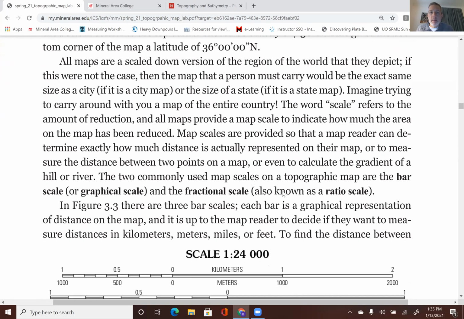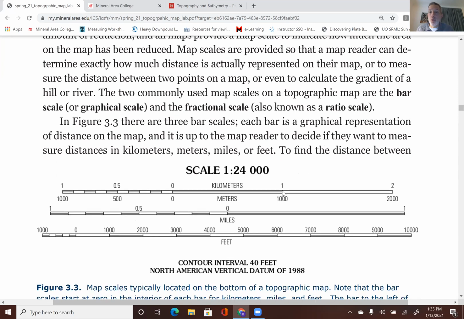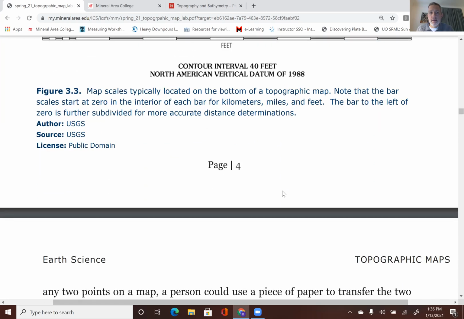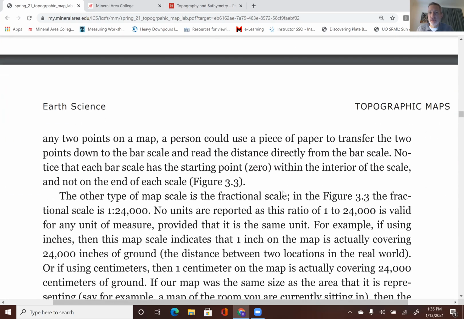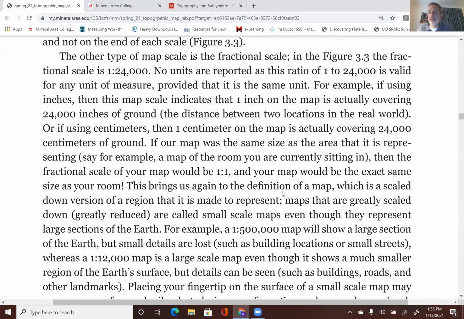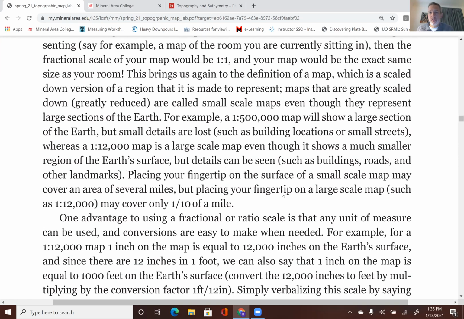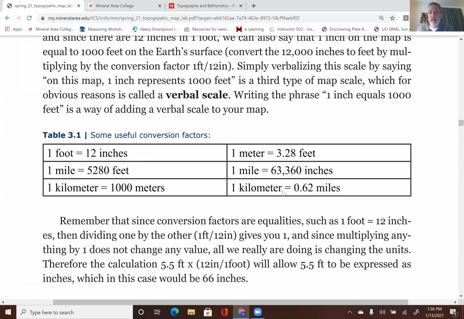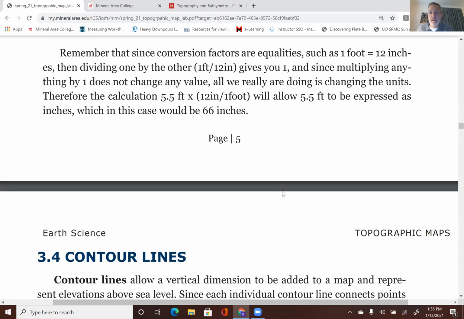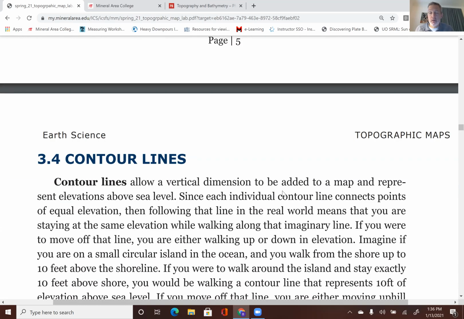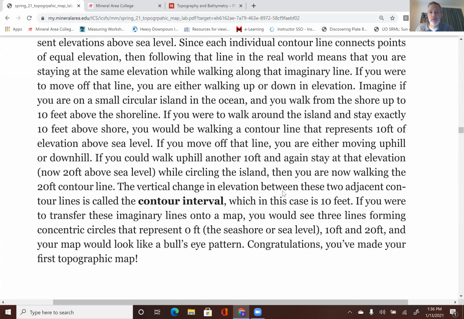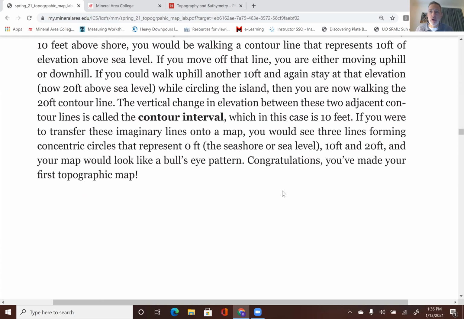A lot of times these maps are broken down into smaller sections or quadrants. A lot of times these are 15 minutes. A minute is 1/60th of a degree. And so when we start looking at these different scales of maps, we can look at different levels of zoom we're going to be dealing with. We've already mentioned what a contour interval is, what we're going up by.